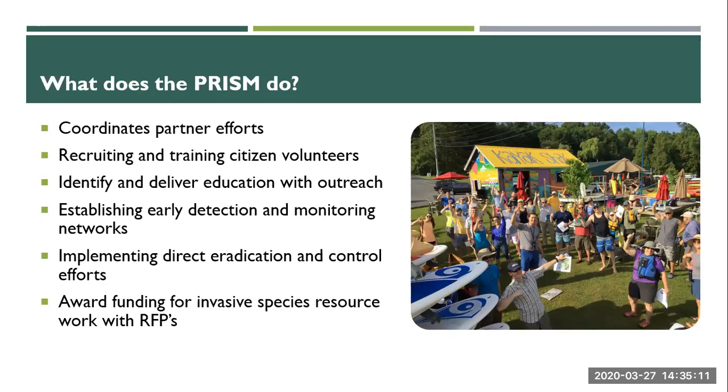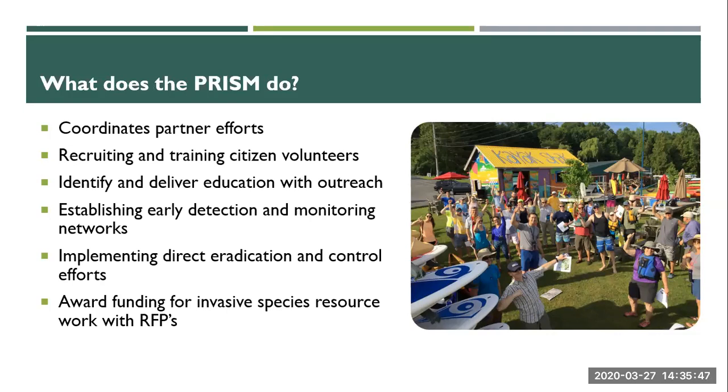Now that you have a little bit of background, I'll give you an overview of what the PRISM does. The PRISM is the Partnership for Regional Invasive Species Management, and they're spread throughout the state. Right here, we're in the Capital Region, and we cover 11 counties. But there are 7 other PRISMs throughout the state, and they all have the same basic principles that we abide by in order to achieve our goals for invasive species management.